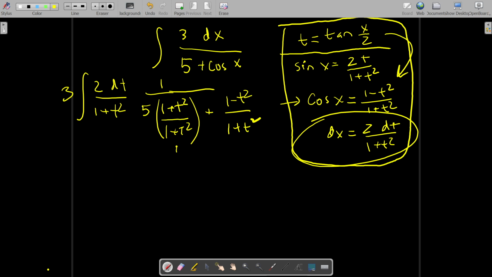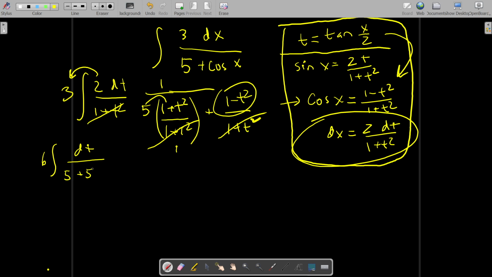Okay. And the good thing about this is we have a lot of convenient cancellation because we have a 1 plus t squared here, and that's going to cancel that and cancel that and cancel that. Then we'll rewrite what we have. I'll bring this 2 to the outside. So we're going to end up with 6 dt. And then we're going to distribute here, and there's nothing to distribute here. So we're going to have 5 plus 5t squared plus 1 minus t squared.